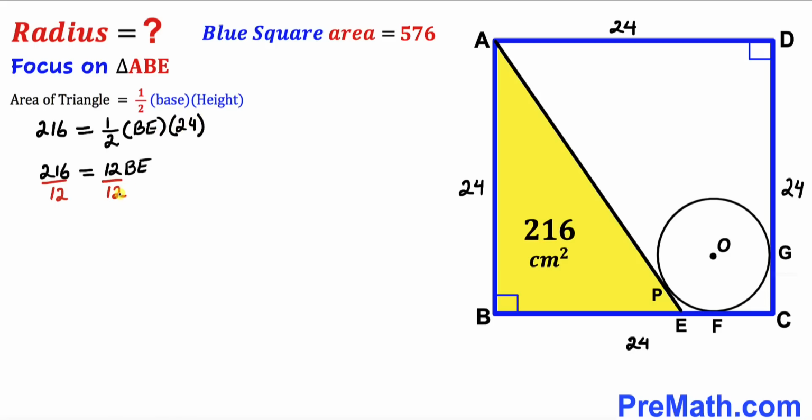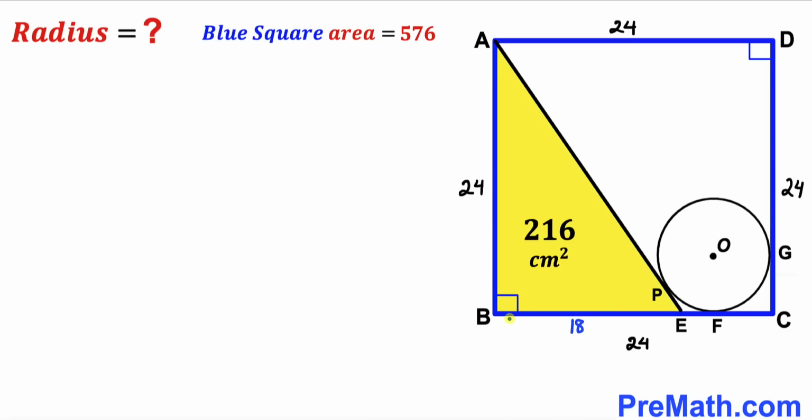Now we are going to divide both sides by 12, and this 12 and 12 is gone. So therefore our BE side length turns out to be 18 centimeter. And now let's make an observation. We can see that this whole side length BC is 24. This segment BE is 18. So therefore this remaining segment EC is going to be 24 minus 18, which gives us 6 centimeter.